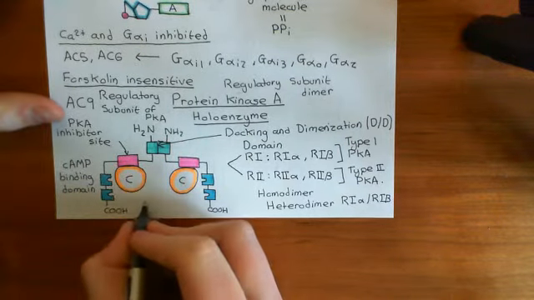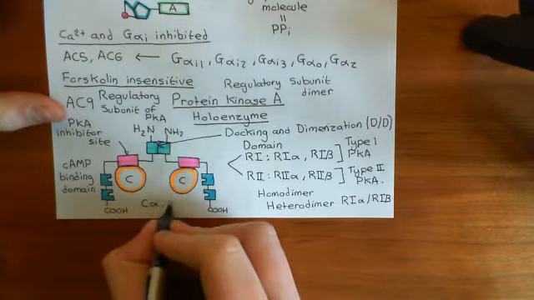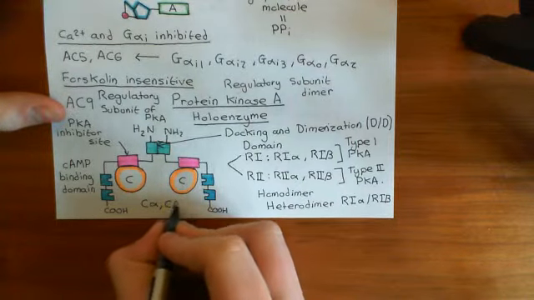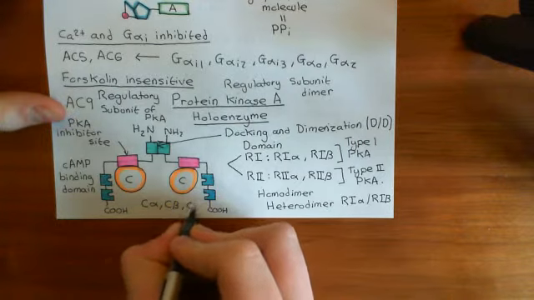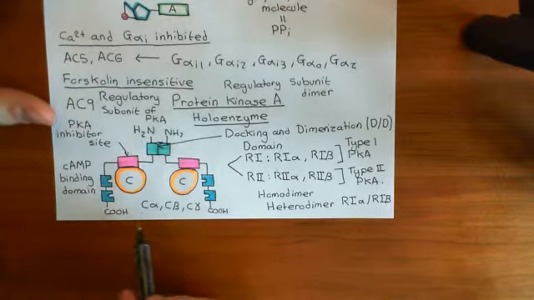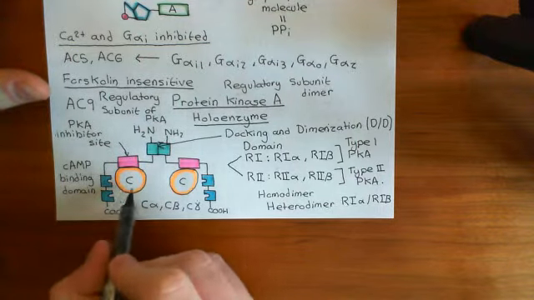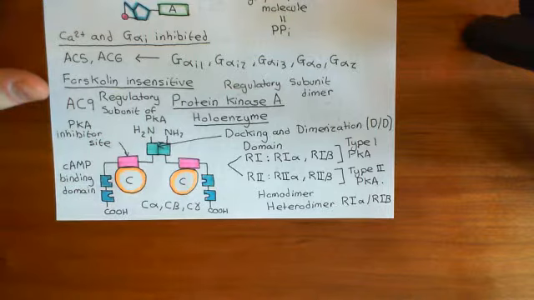Okay, there are then 3 different types of catalytic subunits of protein kinase A. There is the catalytic subunit alpha, there is the catalytic subunit beta, and then there is the catalytic subunit gamma. So in each of these slots you have 3 different catalytic subunits that you can use. Okay, so this is quite complex.